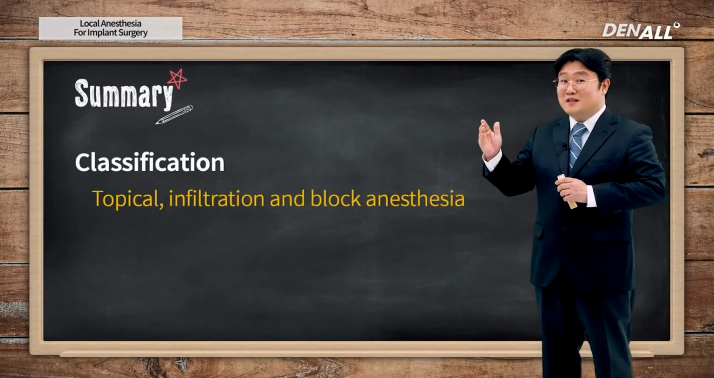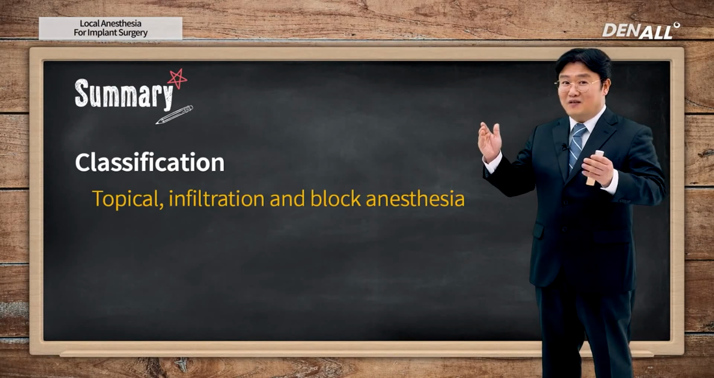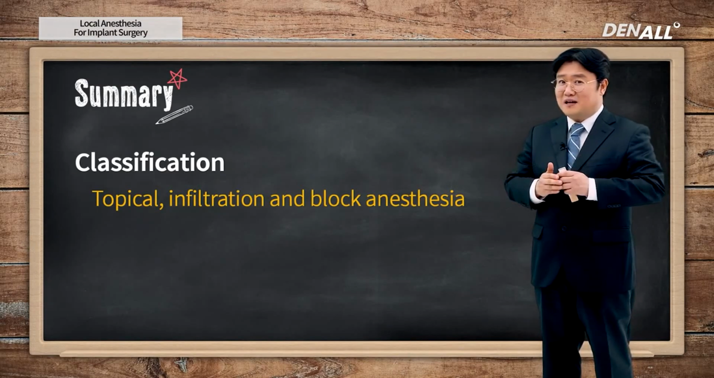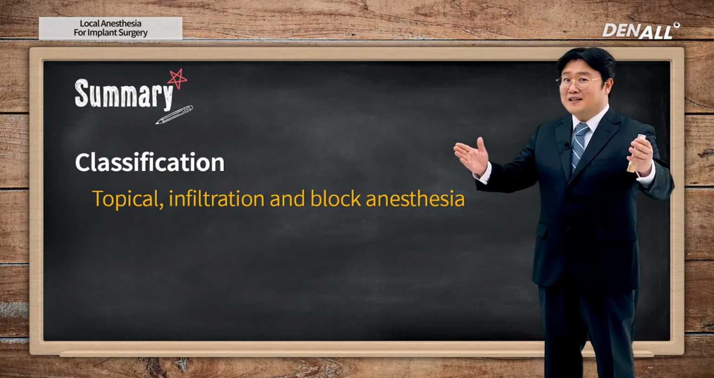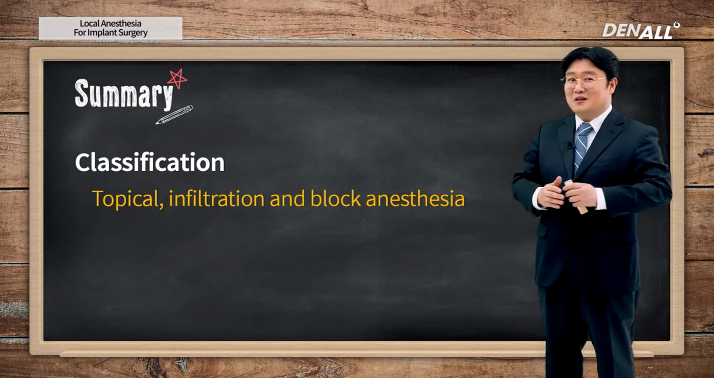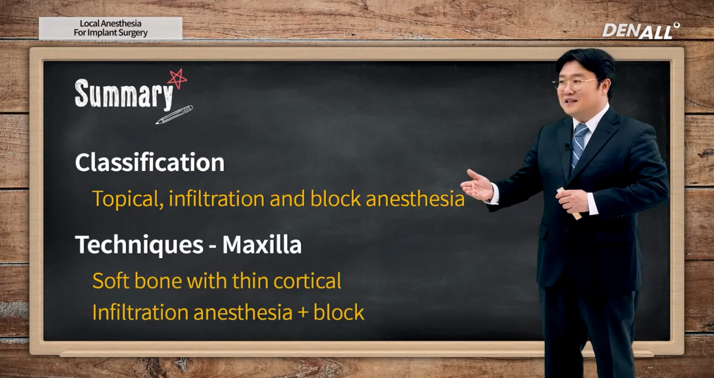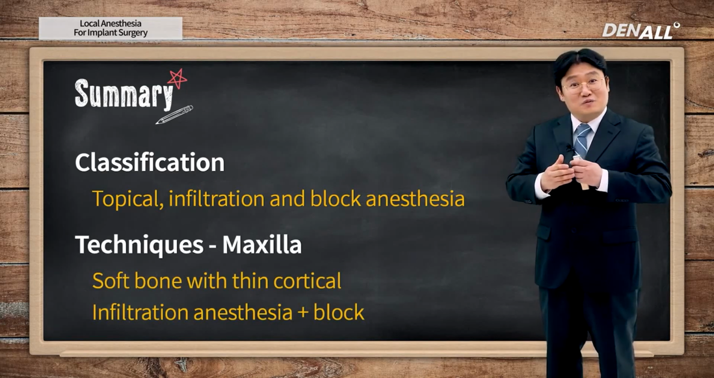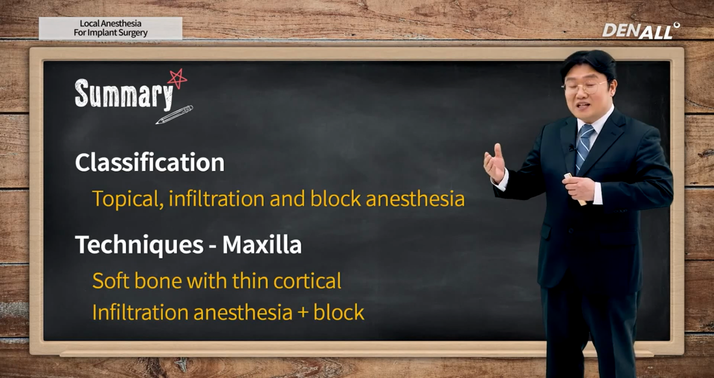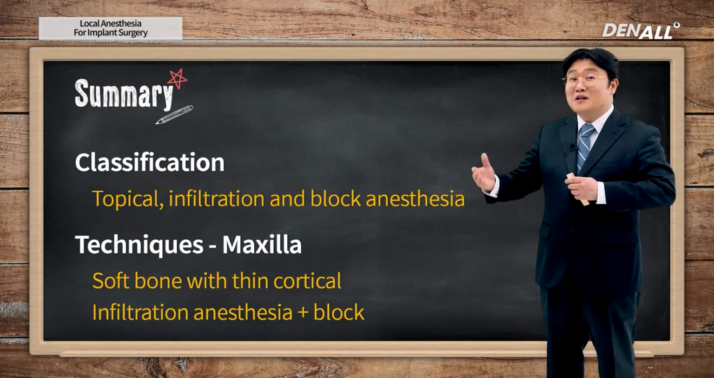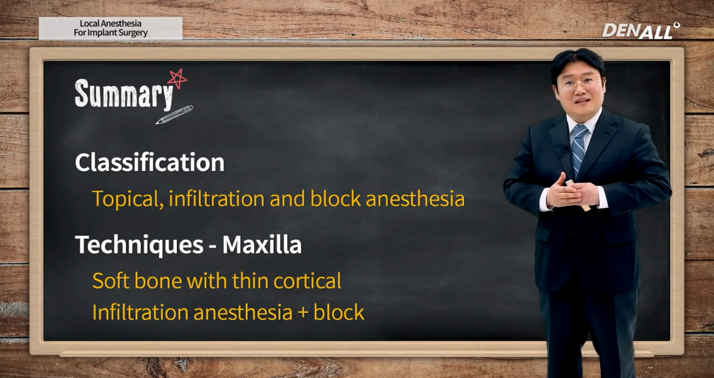First, classification of local anesthesia: topical, infiltration, and block anesthesia, depending on the area of efficacy. The maxilla is soft bone with a thin cortical bone, therefore mostly infiltration anesthesia is used, and posterior alveolar nerve block can be used as a technique.